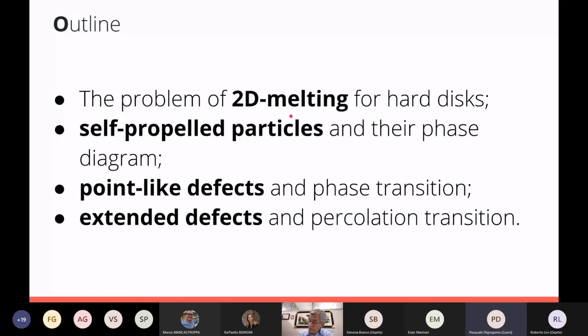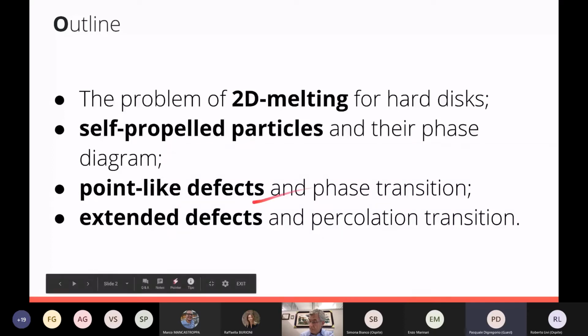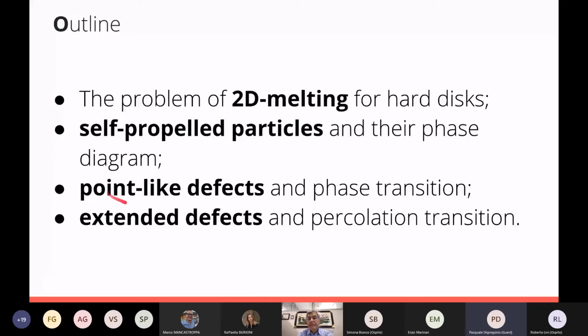So this is what I'm gonna talk about. I will first give a brief overview about the theory of melting in 2D, which is a bit the background of our work. Then I will introduce the model of self-propelled particles, and then I'll move to talk about the focus of this project, which concerns topological defects, and as you will see later, it includes both point-like defects and extended defects.